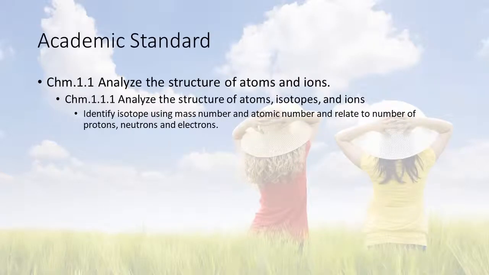The academic standard that we're going to cover is Chemistry 1.1, which is to analyze the structure of atoms and ions. The substandard of that is Chem 1.1.1, which is analyzing the structure of atoms, isotopes, and ions. Identify isotope using mass number and atomic number and relate to the number of protons, neutrons, and electrons.